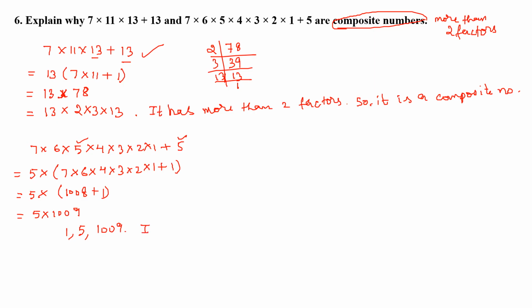Again it has more than two factors. Yes or no? It has more than two factors. So again it is going to be a composite number. Okay, so again it is a composite number. So I have checked that both are composite numbers and I have given the reason also, because for both you will have more than two factors. Now moving to the last question of this exercise.